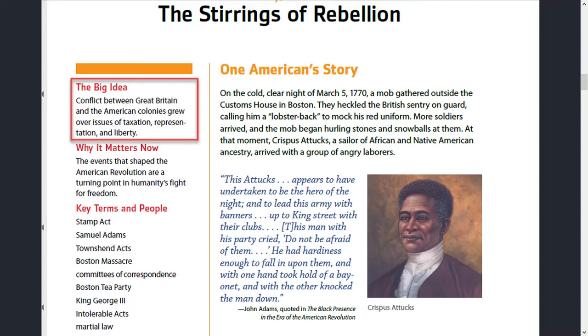Now, why it matters now is ultimately very important because that's kind of why we are studying this. The American Revolution is an event that shaped humanity's fight for freedom, not just America's, but humanity. And that makes it a much bigger deal. It's not just about one country or one people. It's about all the people of the world and all of humanity, because the American Revolution wasn't just about a region. It was about an idea. And that idea is one that all people can share in.